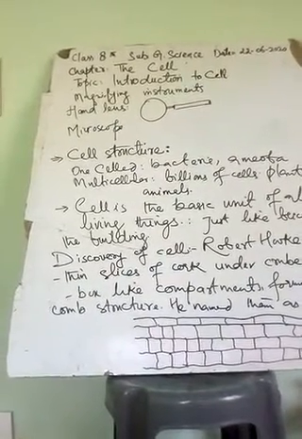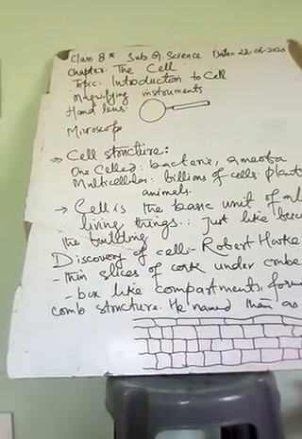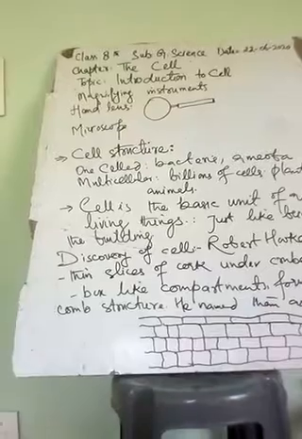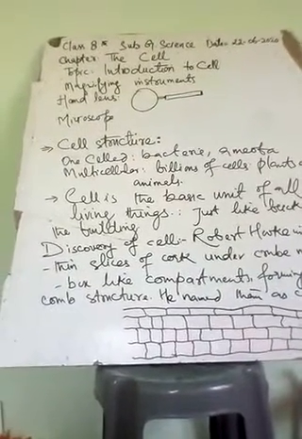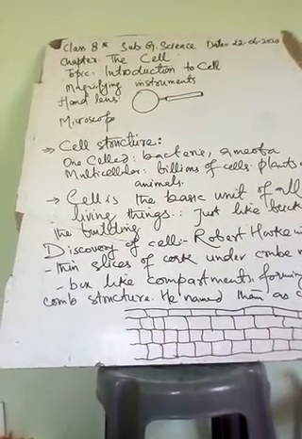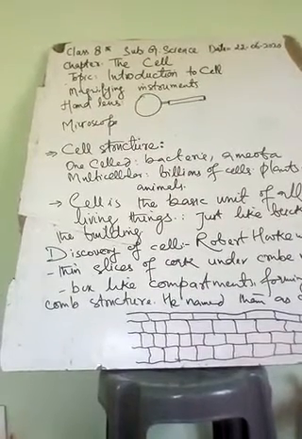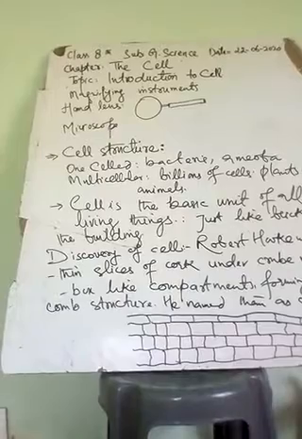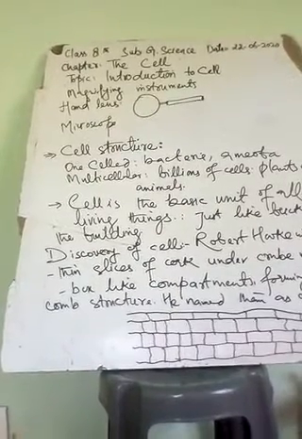Now, taking the case of the discovery of the cell, Robert Hooke discovered the cell in 1665. He was an English scientist. What did he observe? He observed thin slices of cork, which are box-like compartments forming a honeycomb structure, under the microscope. His microscope was not a good one, but still he saw things. He named these compartments cells.